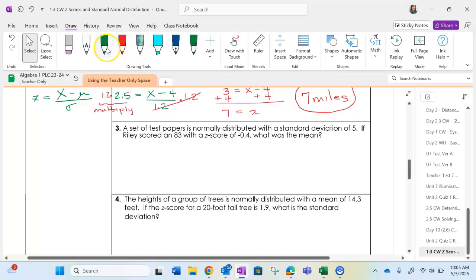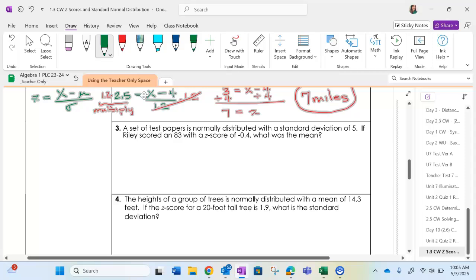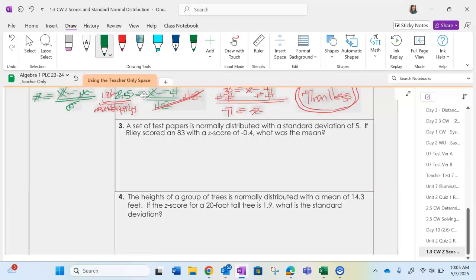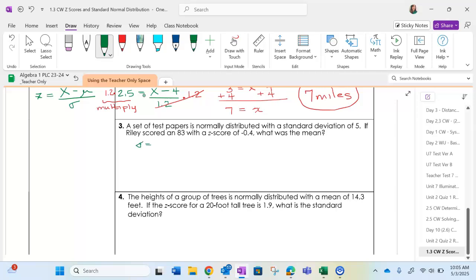Using that same formula, a set of test papers is normally distributed. I say that because this is where we have the bell curve, and this is when we use these z-scores. The standard deviation is 5. If Riley's score, this is my x, my data value, is 83 with a z-score of negative 0.4, what is the mean?